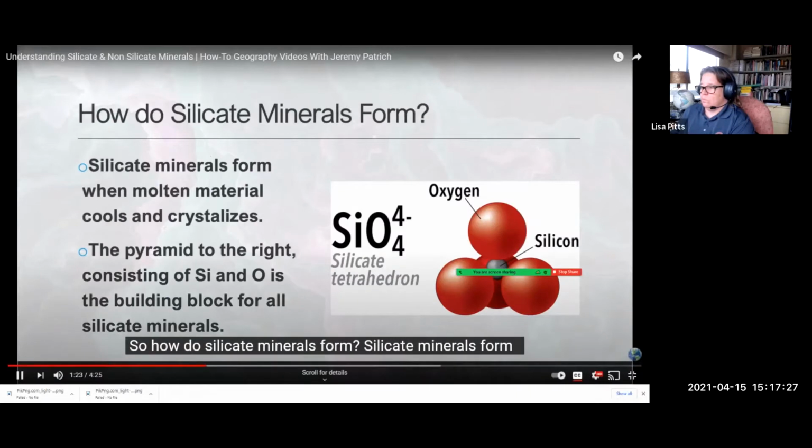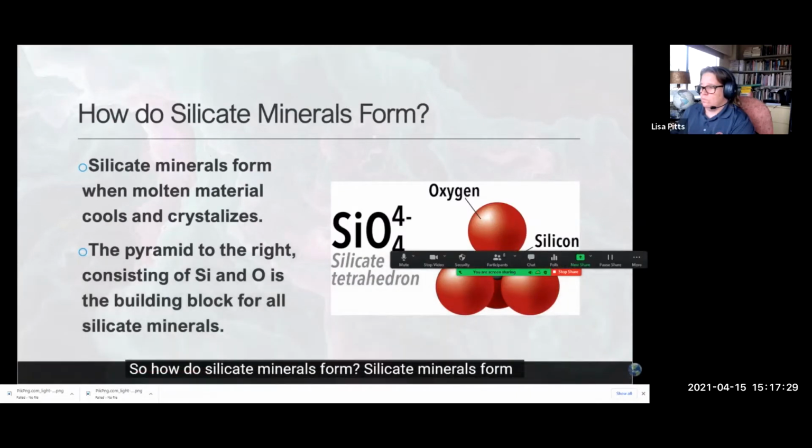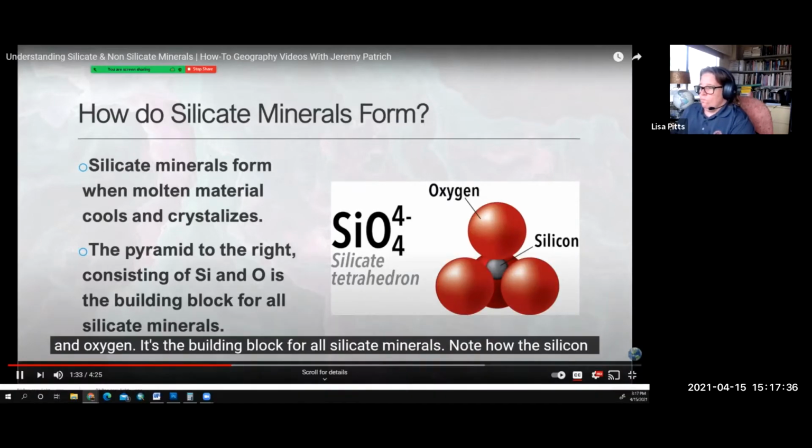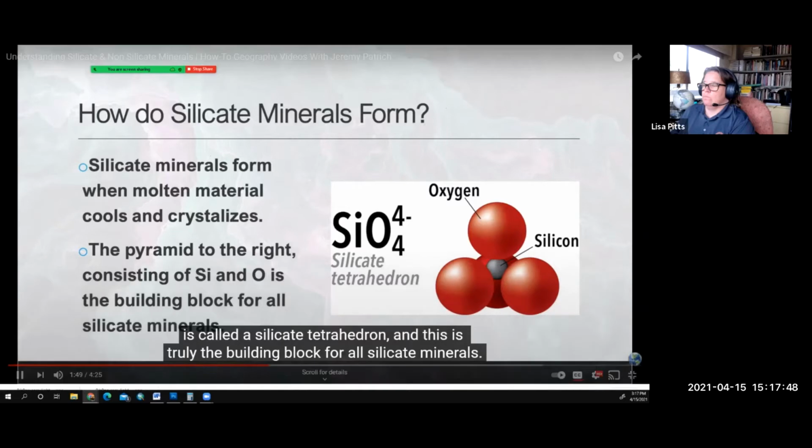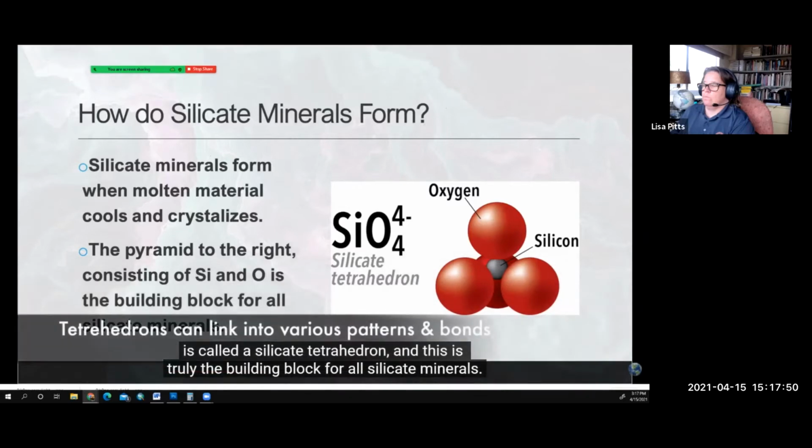So how do silicate minerals form? Silicate minerals form when molten material cools and crystallizes. The pyramid observed on the right consists of silica and oxygen. It's the building block for all silicate minerals. Note how the silicon element is in the middle, and then on the outside are 4 oxygen molecules. That bond is called a silicate tetrahedron, and this is truly the building block for all silicate minerals.